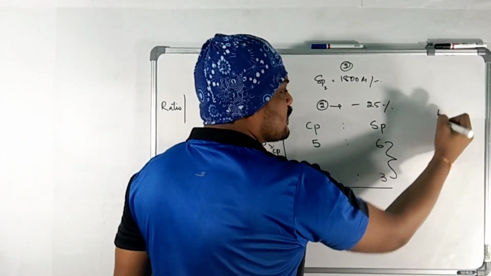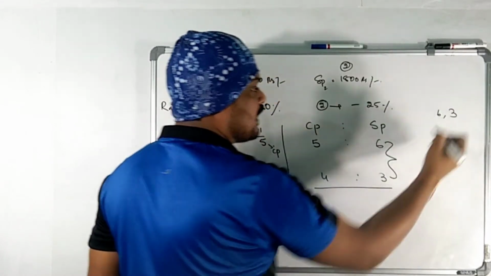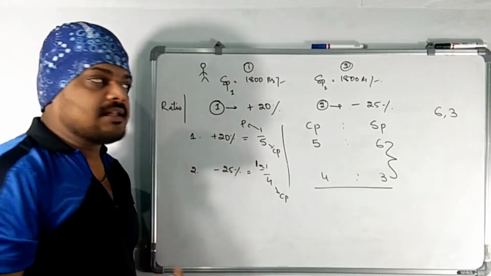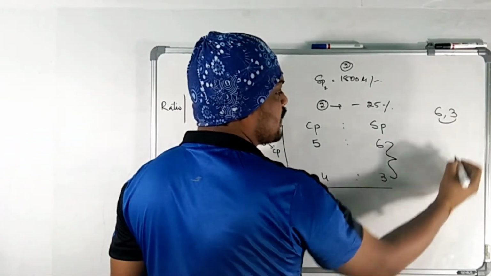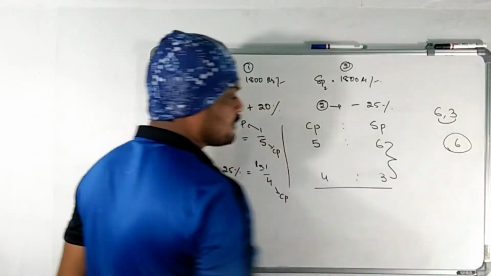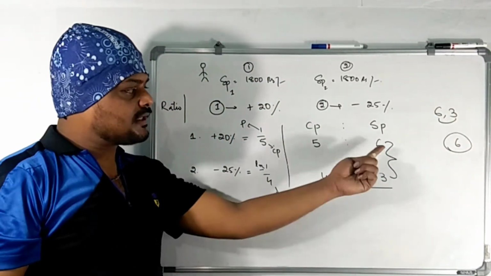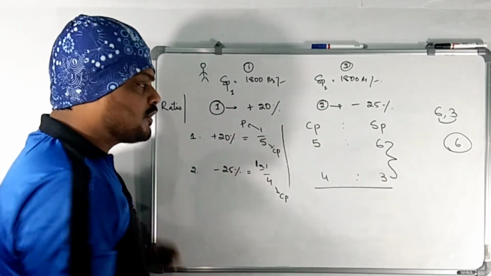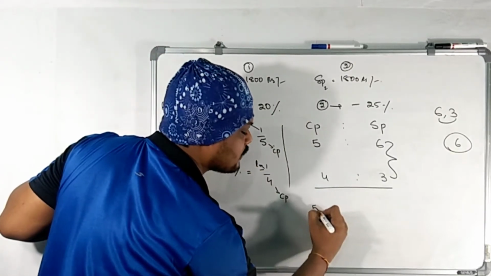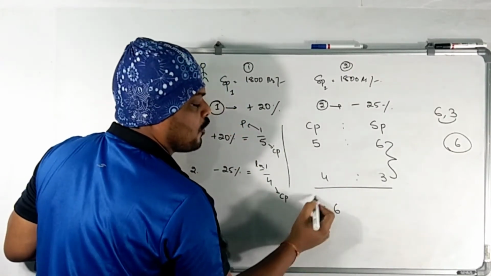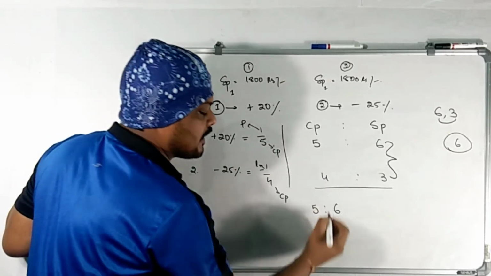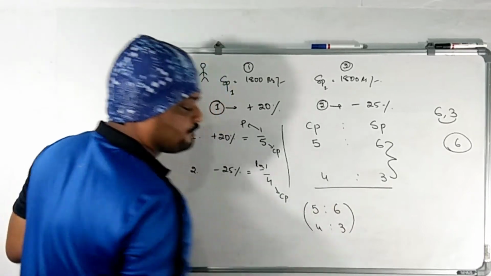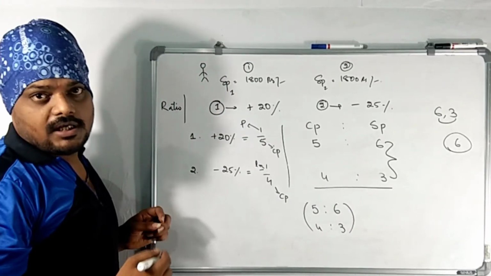What are the values here? The first article he sold for 6 units, and the second article he sold for 3 units. For making them equal, we need the LCM here. What is the LCM of 6 and 3? The LCM of 6 and 3 is 6 units. So I will make this 6 units into 6 and this 3 units into 6 units. Let us convert. 5:6 is our first ratio of cost price and selling price of the first article, and the second ratio is the cost price and selling price of the second article.